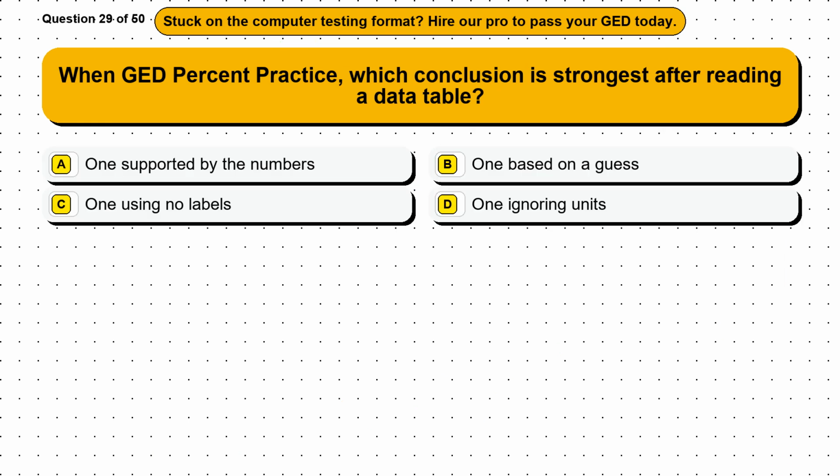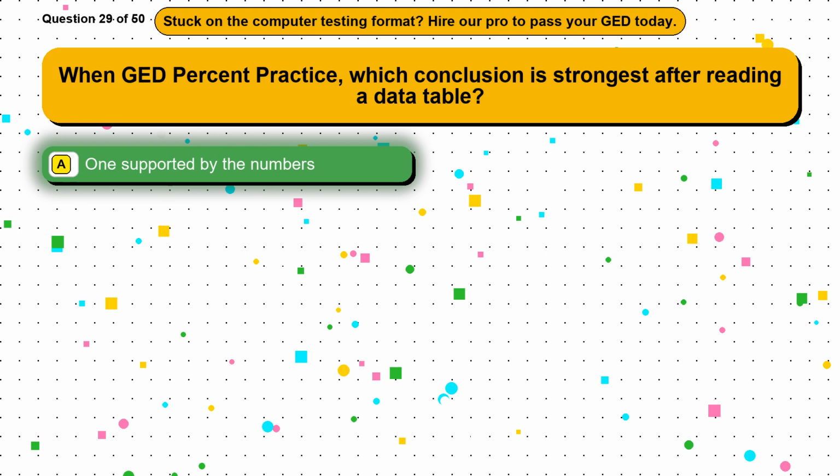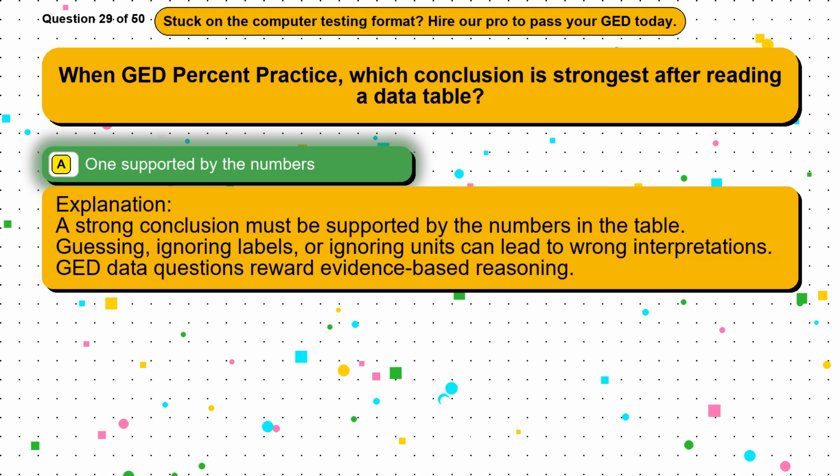Question 29. When GED percent practice, which conclusion is strongest after reading a data table? Option A. One supported by the numbers. Option B. One based on a guess. Option C. One using no labels. Option D. One ignoring units. The correct answer is option A. One supported by the numbers. A strong conclusion must be supported by the numbers in the table. Guessing, ignoring labels, or ignoring units can lead to wrong interpretations. GED data questions reward evidence-based reasoning.